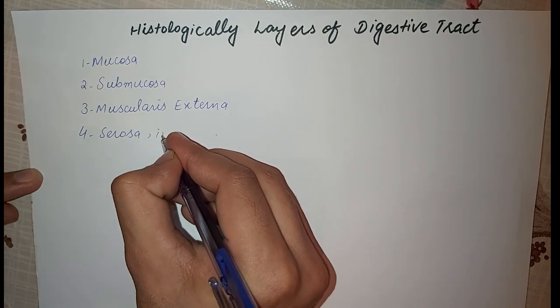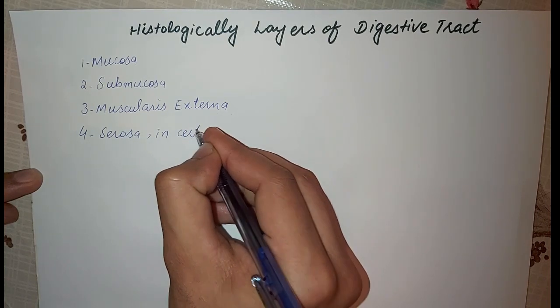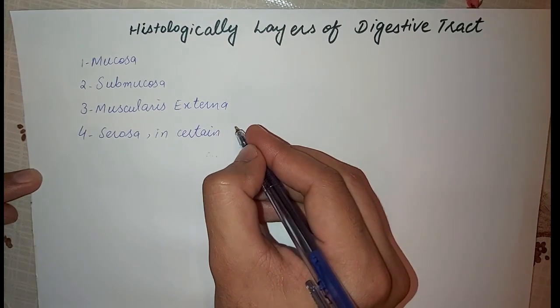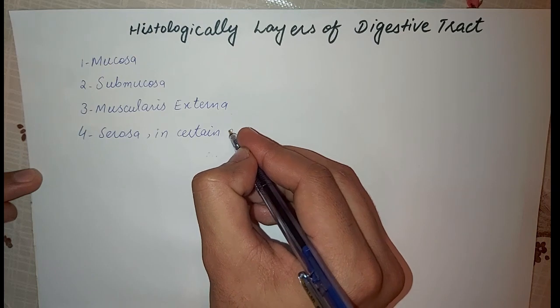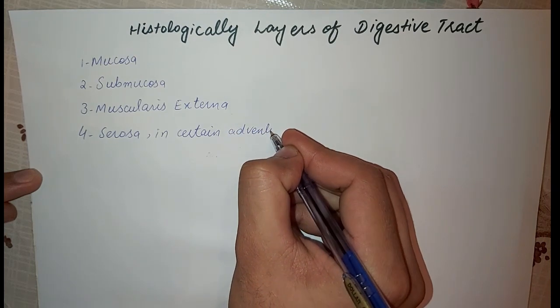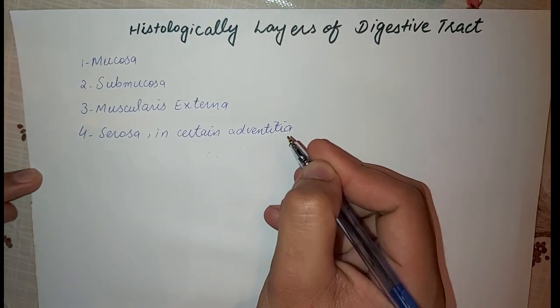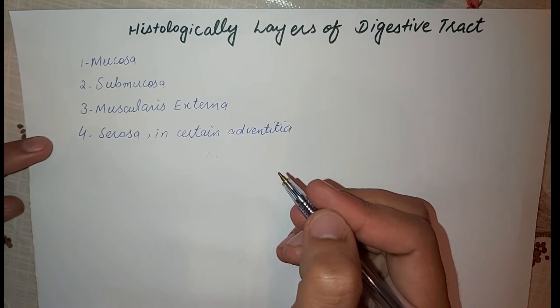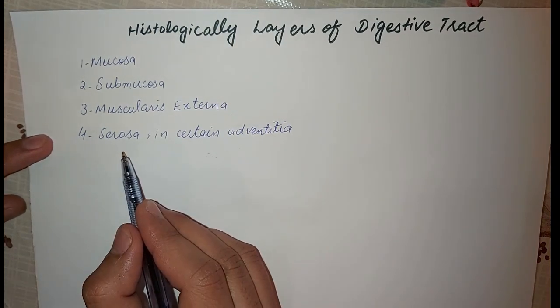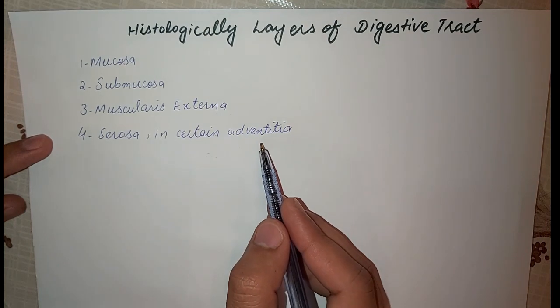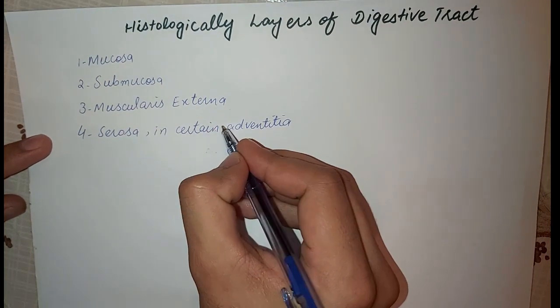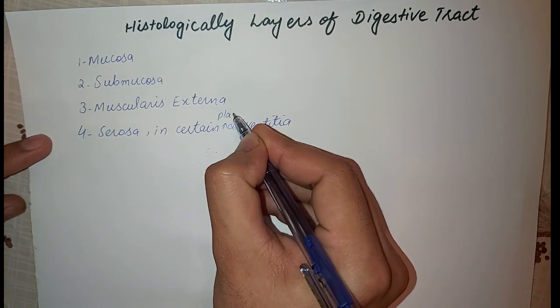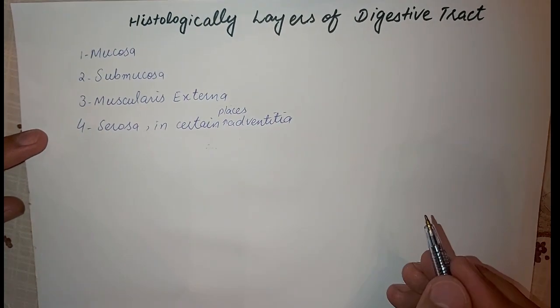In certain places, instead of serosa, adventitia is present. That's why we say that at some places serosa is present or adventitia is present.